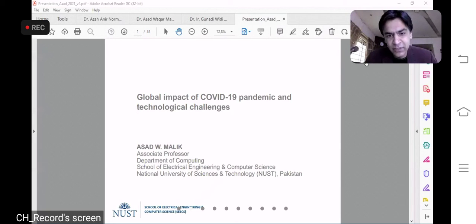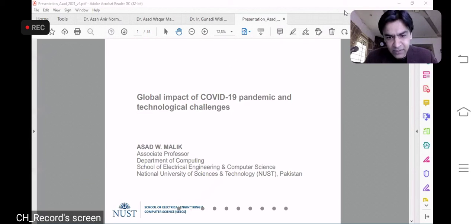What simulations require is data, and data comes from IoT sensors, from intelligent decision making systems, or from smart sustainable cities, and based on that you can use it in your simulation, and then you can forecast or make well-informed decisions. The title of my thesis is Global Impact of COVID-19 Pandemic and Technological Challenges.